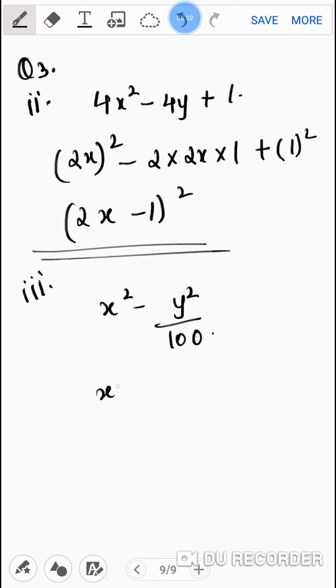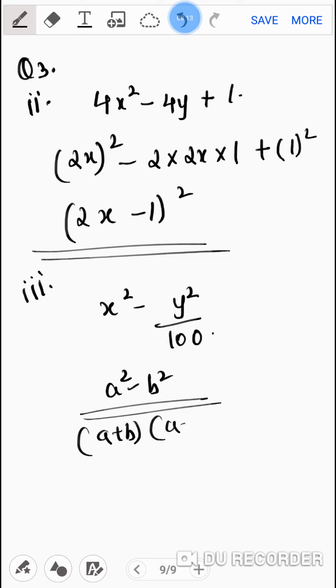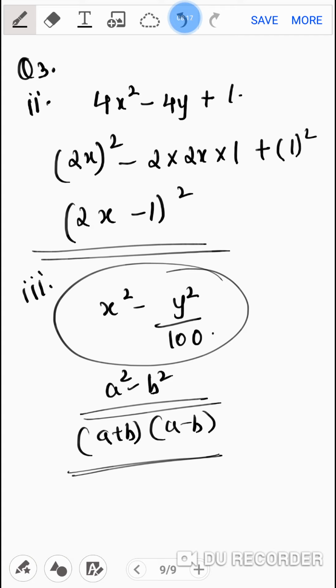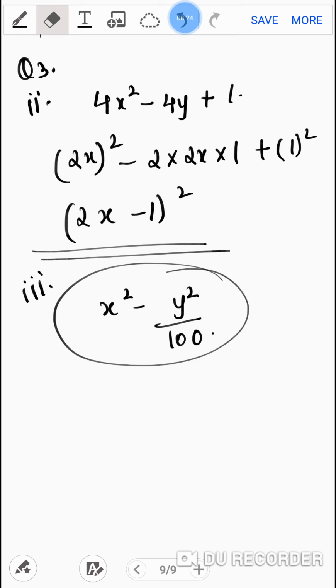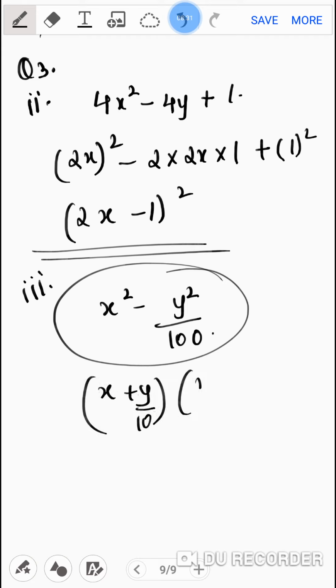My dear kids, can I write x square as x? If suppose I give you a square minus b square, can you not open it as a plus b, a minus b? Yes, similarly I have given you here x square minus y square upon 100. So you can write it as x plus y upon 10, x minus y upon 10 using the identity.